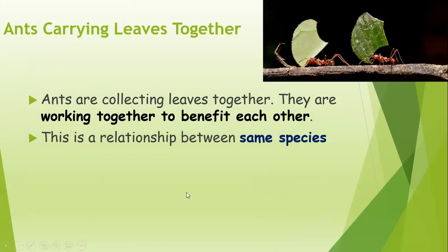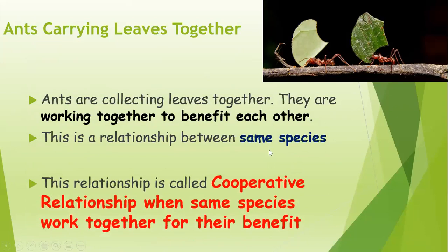Okay? Now, a relationship which is between the same species, where they are working together to benefit each other, is called a cooperative relationship. Again, a cooperative relationship is when the same species work together to benefit each other and benefit themselves. They are benefiting each other and themselves by working together, by cooperating with each other, by doing some sort of work together. So this relationship is between the same species. That is why it is called a cooperative relationship.